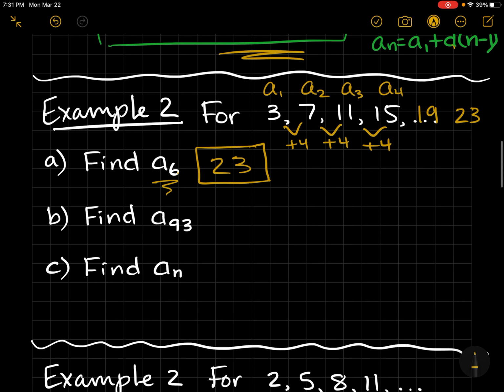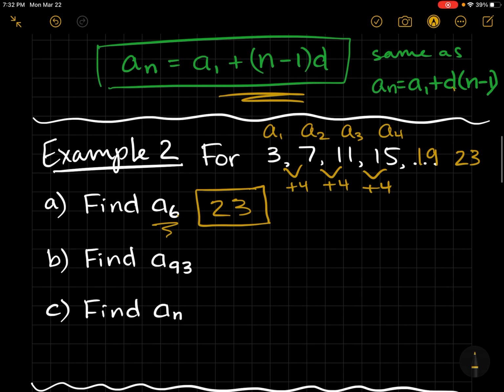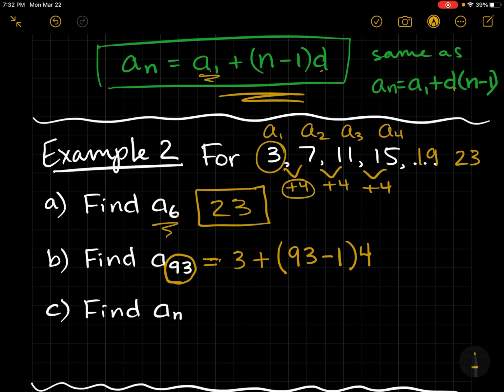But for part B, this is saying find the 93rd term. I don't think I want to write that out. So I'm going to use my handy dandy formula. So a sub 93 equals the first term, which is 3, plus n, in the parentheses, I'm going to put 93 minus 1, and then d. D is my common difference, which is a positive 4. So at this point, you can really just punch this into the calculator. 92 times 4 plus 3 gives me 371.